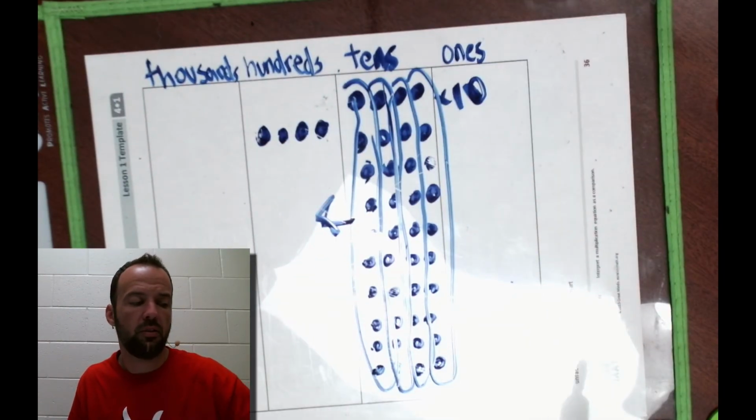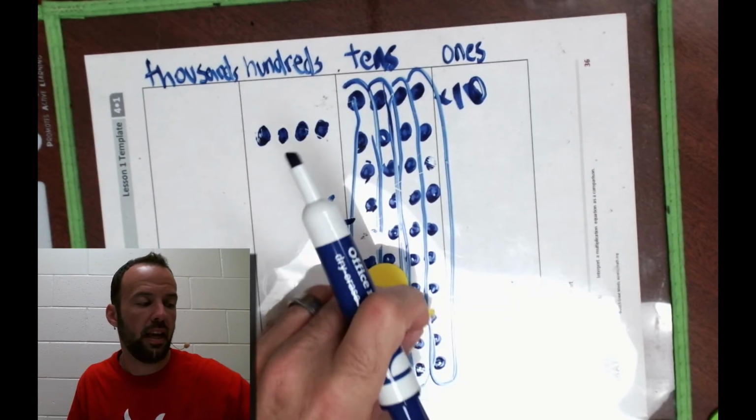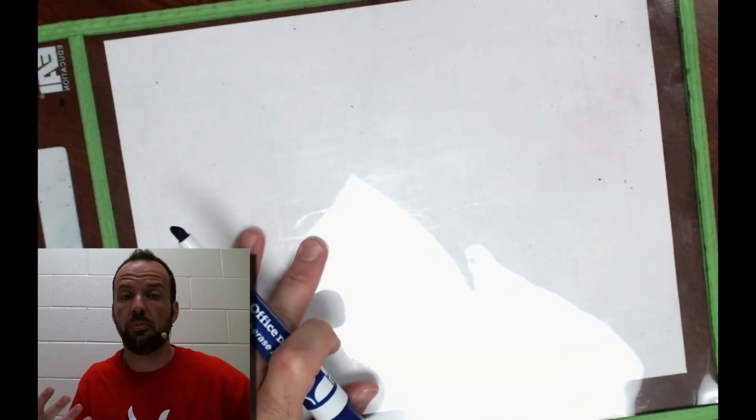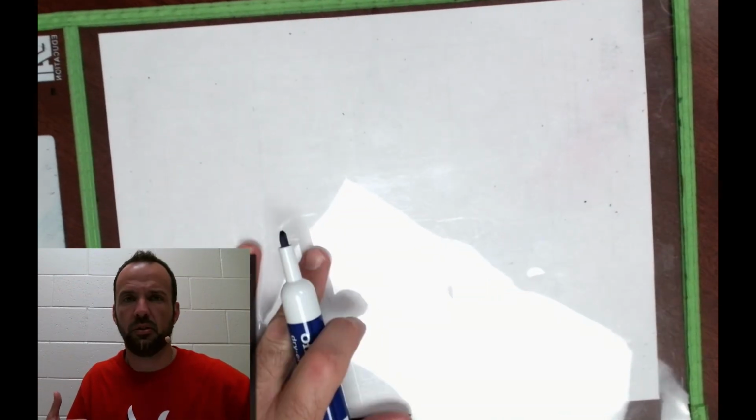And just real quick on the back side here, we're going to write that as an expression. We could model it all day with our dots or with our place value discs, but I think you guys are starting to get the hang of this, where we can just think of this in terms of an equation or a number sentence.